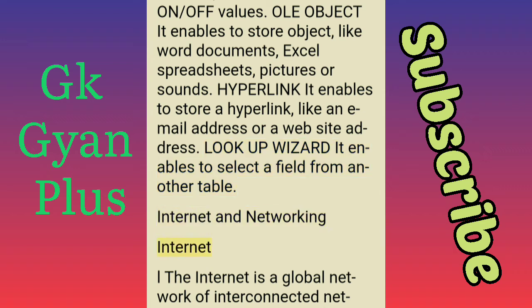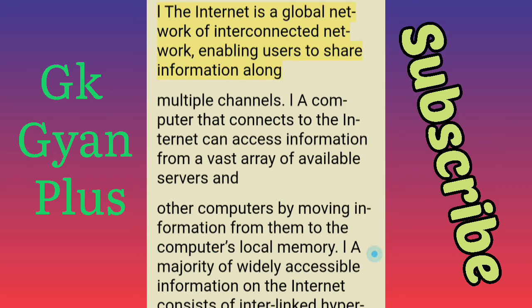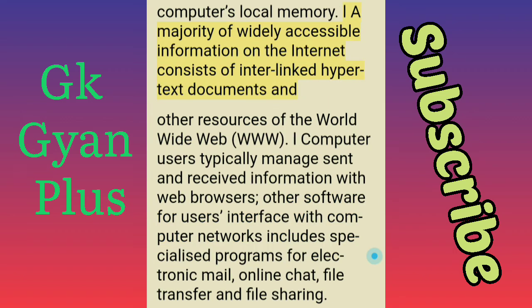Internet and networking. Internet. The Internet is a global network of interconnected networks, enabling users to share information along multiple channels. A computer that connects to the Internet can access information from a vast array of available servers and other computers by moving information from them to the computer's local memory. A majority of widely accessible information on the Internet consists of interlinked hypertext documents and other resources of the World Wide Web, www.